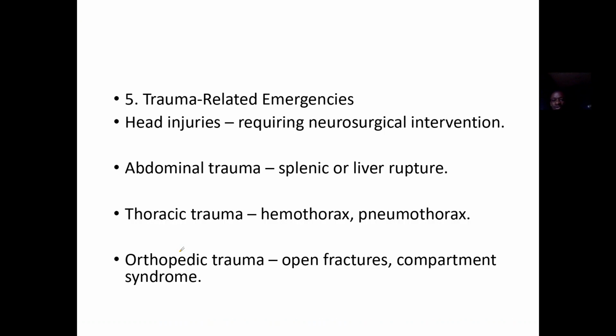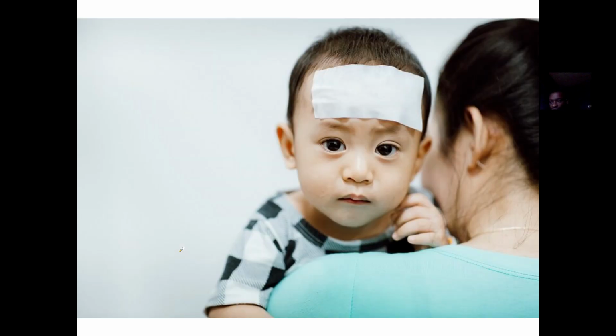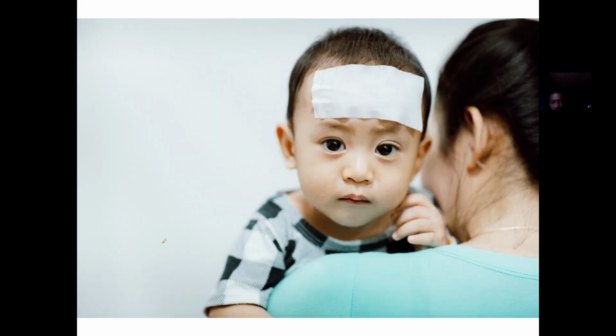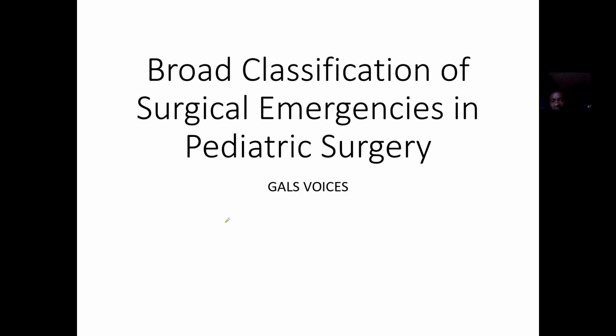So you can have trauma-related emergencies like head injuries, abdominal injuries, thoracic injuries. Different organs are in the abdomen, so they could actually get injured. They could also have thoracic traumas, then orthopedic traumas, that's where you have all those fractures, compartment syndrome, and the rest of them. So this forms the classification of what emergencies we have in pediatrics.